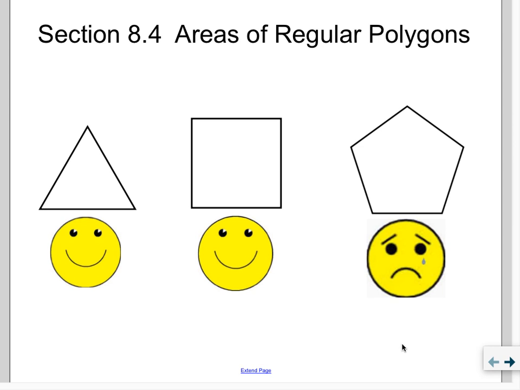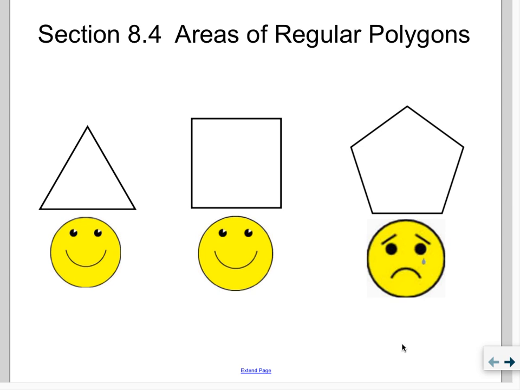Okay, so we've been talking about some areas of different figures, and today we're going to go into the areas of some regular polygons. And yeah, you could find the area of that regular triangle on the left, and that makes you happy. And you can find the area of that regular quadrilateral, and that makes you happy too. And then when you're finding the area of that regular pentagon, you say, I don't have a formula for the regular pentagon, and you become sad.